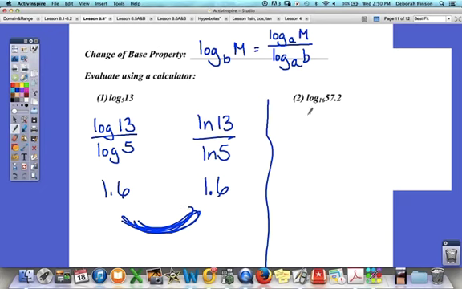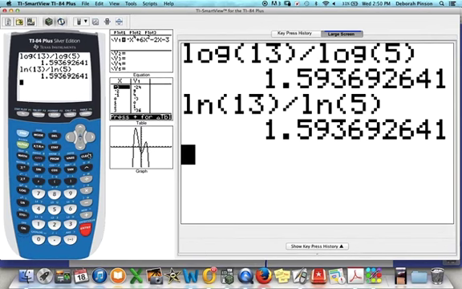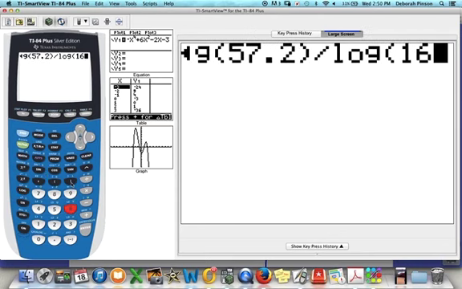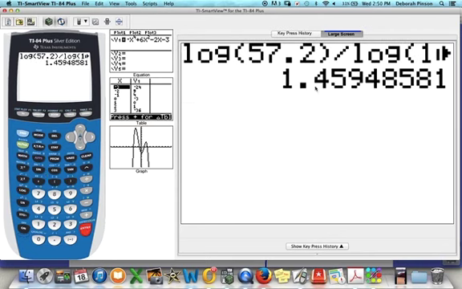All right, so last one of these. I'm going to use base 10. If I want to change this to figure out what it is in my calculator, I would take log base 10 of 57.2 over log base 10 of 16. And I'll put that into my calculator. So log of 57.2 divided by log base 10 of 16, which is 1.5.